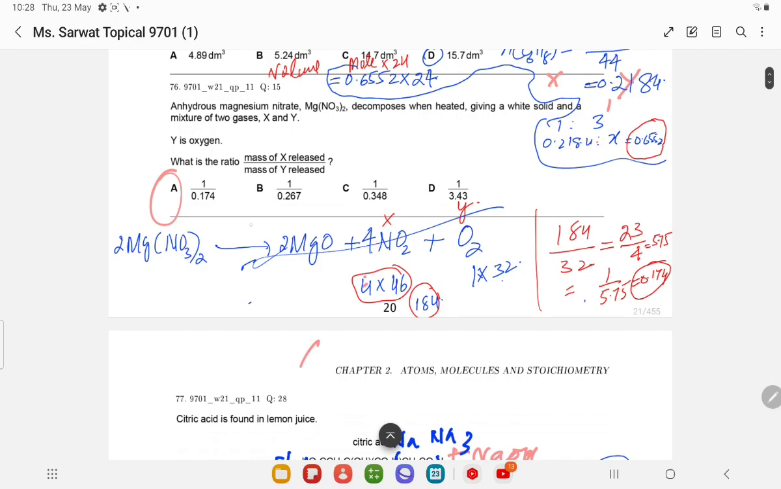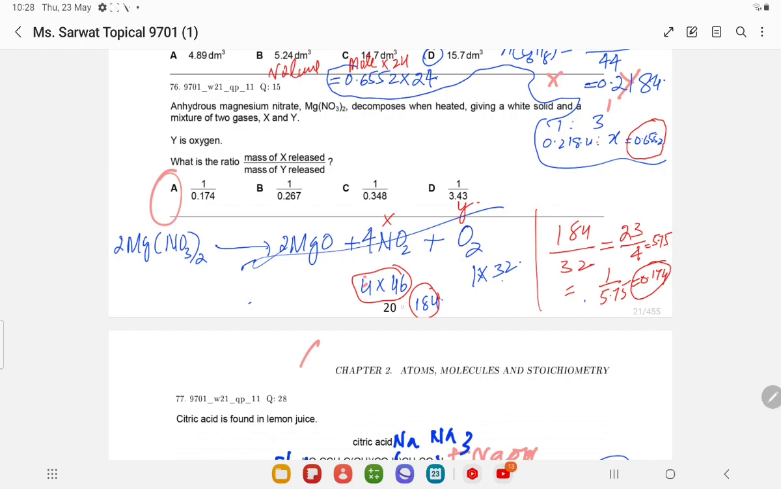Question number 76, anhydrous magnesium nitrate decomposes when heated giving a white solid and a mixture of two gases X and Y. Y is oxygen. So what is the ratio mass of X and Y? So this is the chemical equation. Magnesium nitrate gives magnesium oxide and nitrogen dioxide and oxygen gas.